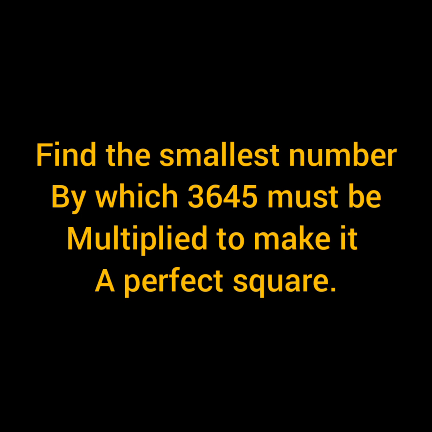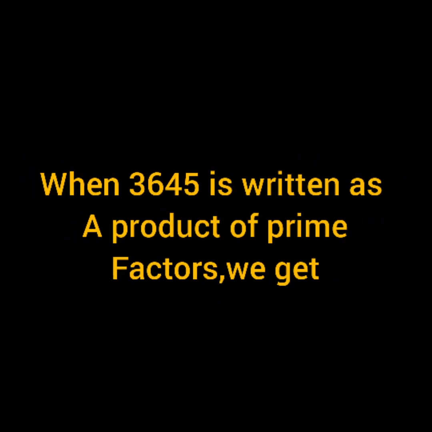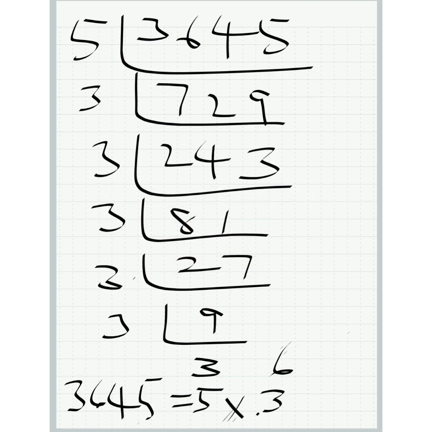Next question. Find the smallest number by which 3645 must be multiplied to make it a perfect square. When 3645 is written as a product of prime factors, we get: 3645 is divided by 5, 729 times. 729 is divided by 3, 243 times. 243 is divided by 3, 81 times. 81 is divided by 3, 27 times. 27 is divided by 3, 9 times. 9 is divided by 3, 3 times. Therefore, 3645 is equal to 5 into 3 power 6. That is equal to 5 into 3 multiplied by itself 6 times.